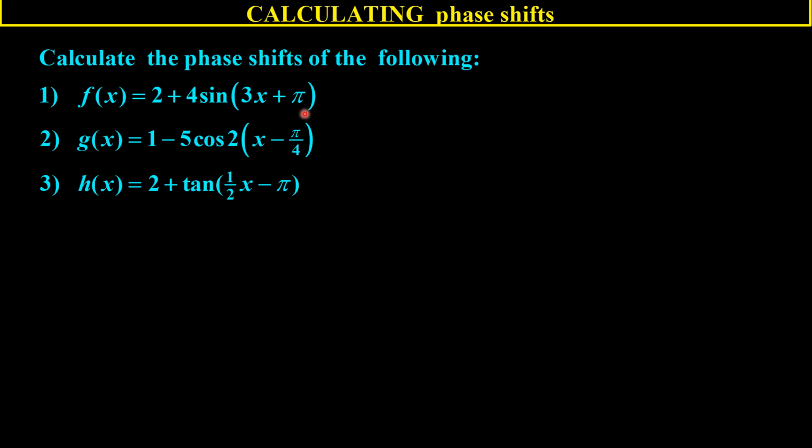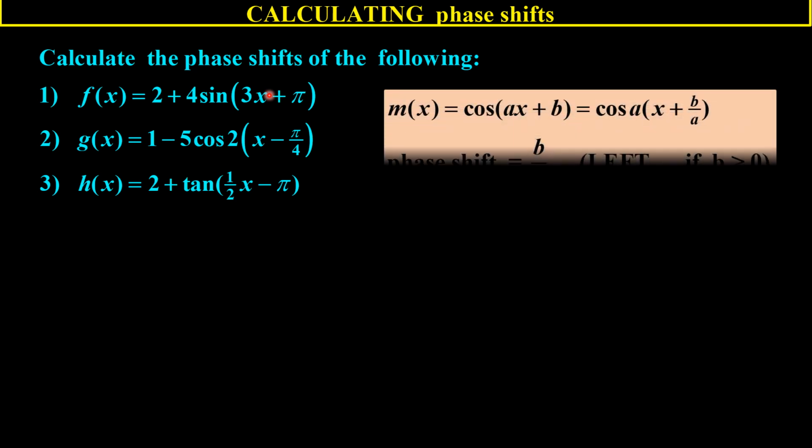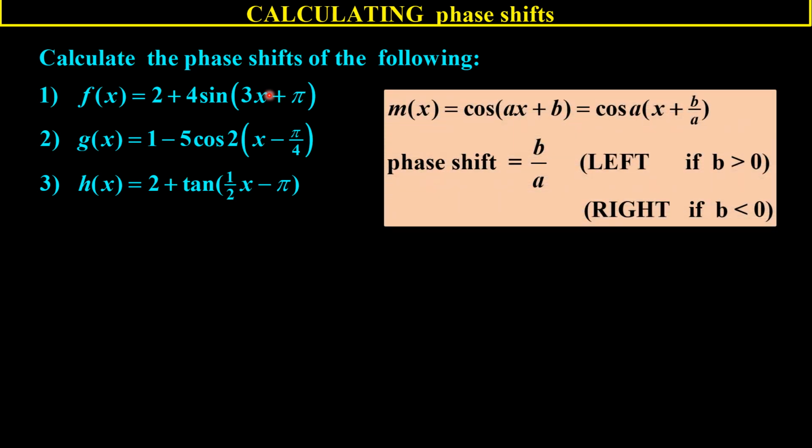But now I have to do a little bit of calculation, or I have to take out a common factor. So this will be 1 over 3. So the phase shift there will be pi over 3. Let's just generally have there. If I want to work out the phase shift, it's the b value divided by the a. And obviously you have to check whether it's positive or negative.